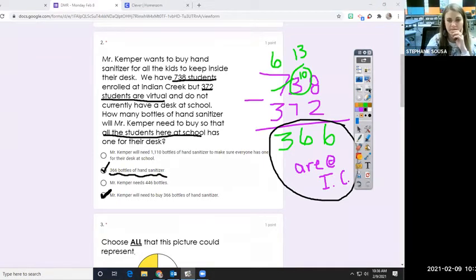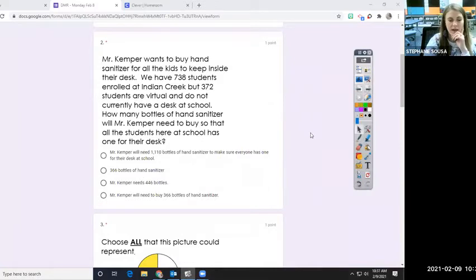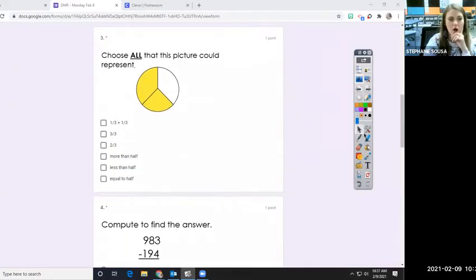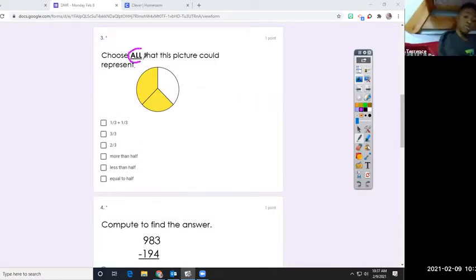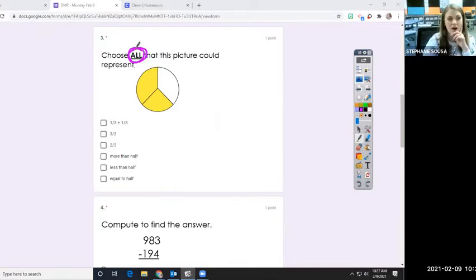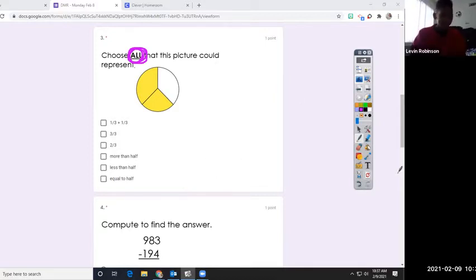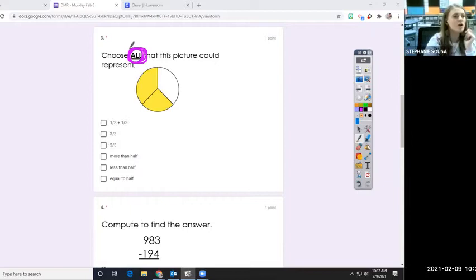All right. Next up, choose all this picture could represent. Do you guys need me to do it? Do you need me to say, no? We said no. Yeah, you said no, but your work yesterday said yes. So you might have been telling me no, but your work was telling me yes. Choose all that this picture could represent.